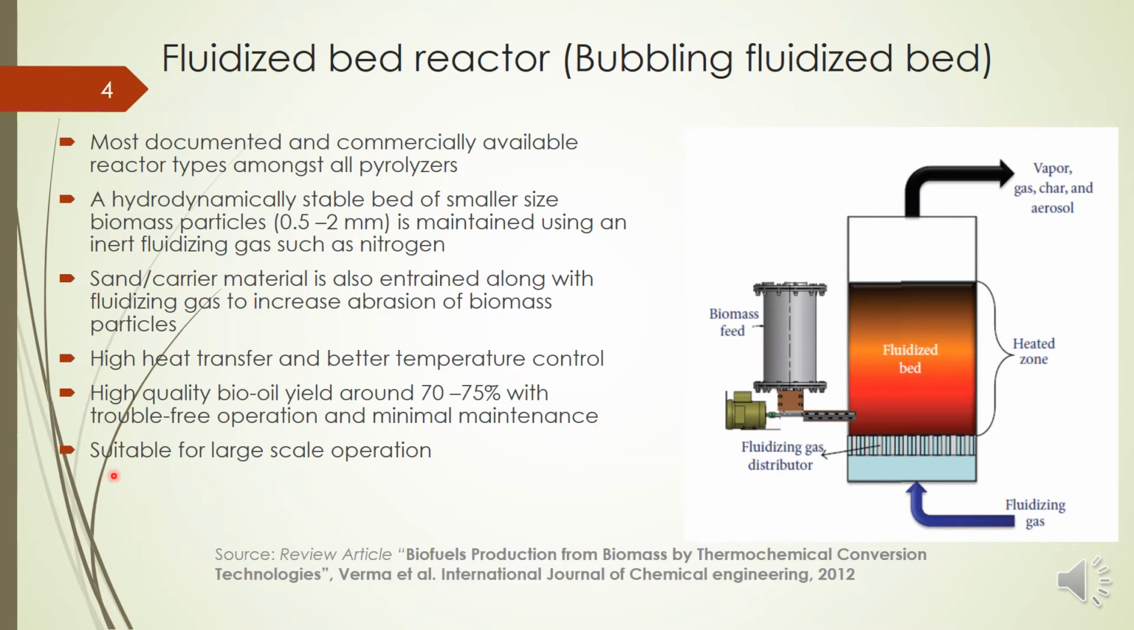And as we have already discussed, this is very much suitable for large scale operations. So these are the advantages of the bubbling fluidized bed reactor. But the problem is that the biomass size should be small, that is, it is suitable for a particle size of 2 millimeter or less. So that is the only disadvantage of this type of reactor.